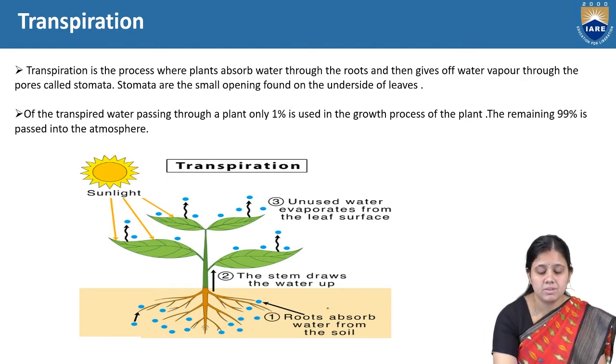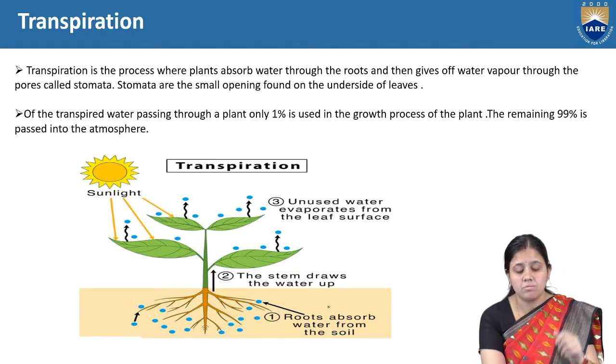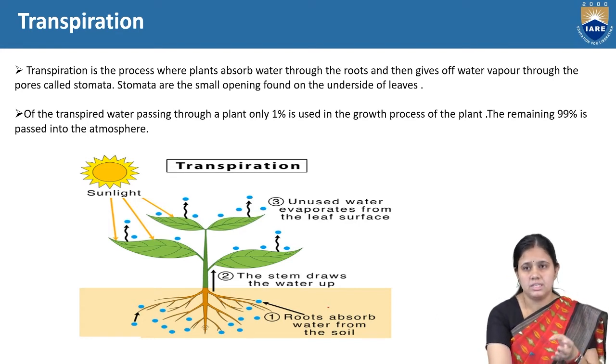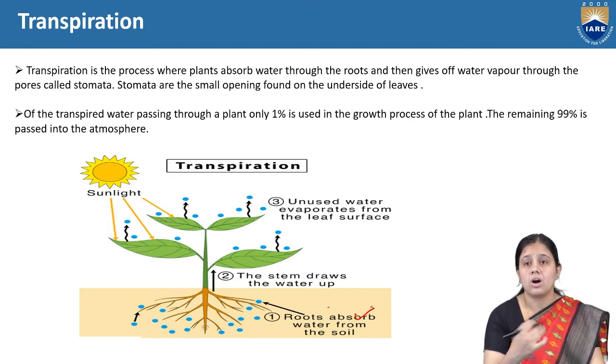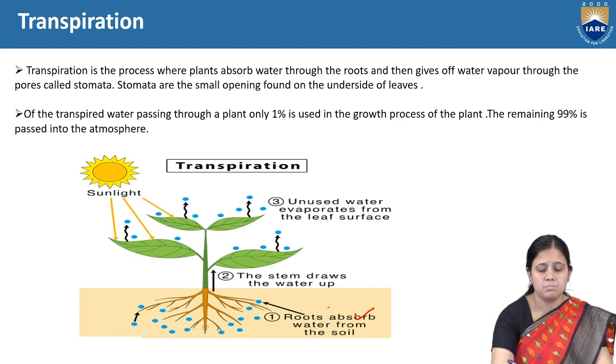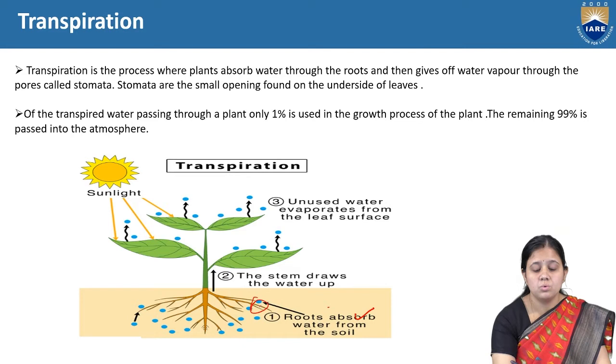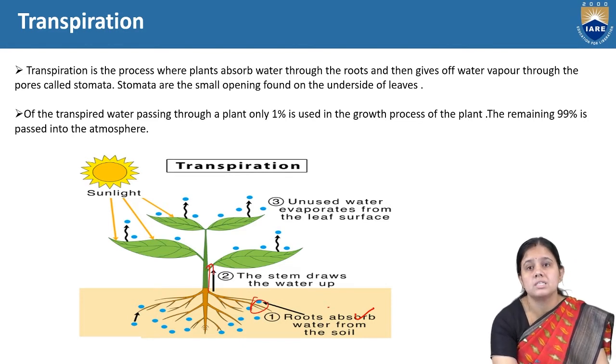So in this picture, we can see that the root absorbs water from the soil. That water is groundwater, or water present in the soil. The first process is that the root absorbs, and the root will pass this water into the stems.